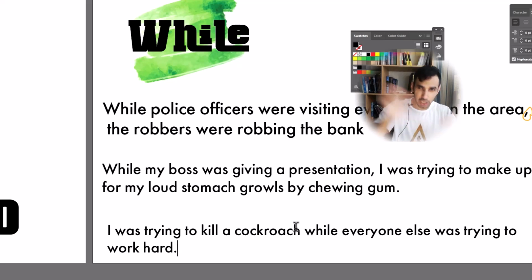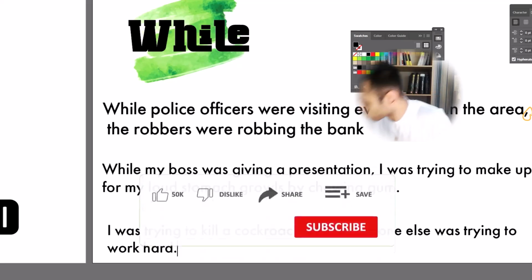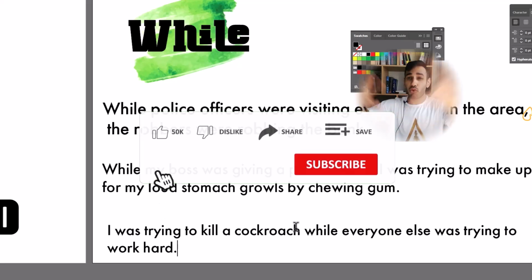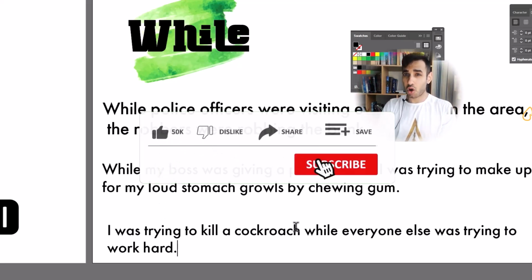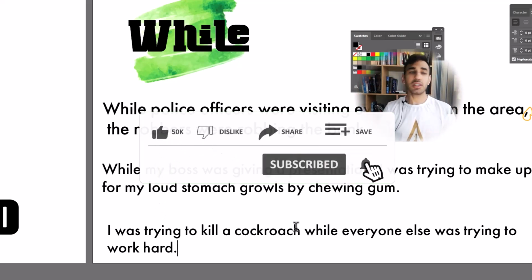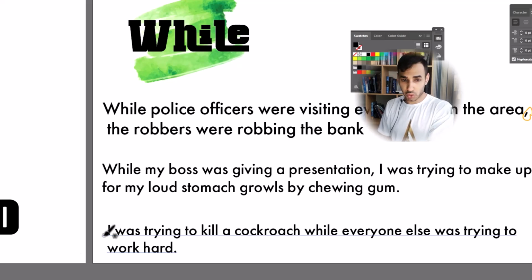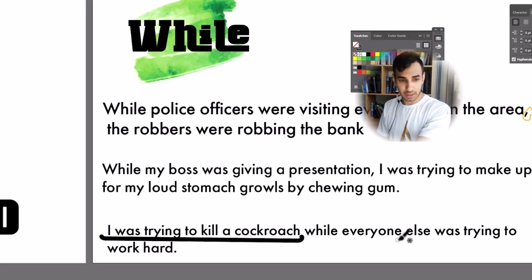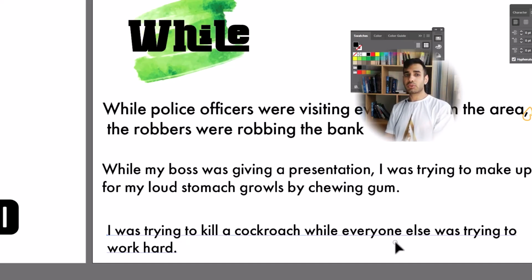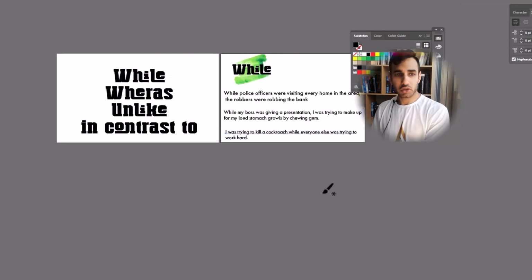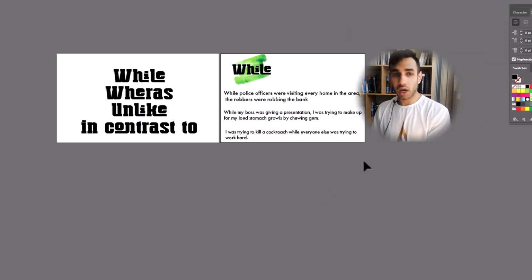Now, a chaotic situation. I was trying to kill a cockroach while everyone else was trying to work hard. Something efficient and something chaotic. This is the contrast between two events, between two actions, something chaotic and something disciplined, something efficient. This was while, the first conjunction that we use to show a contrast between two things.